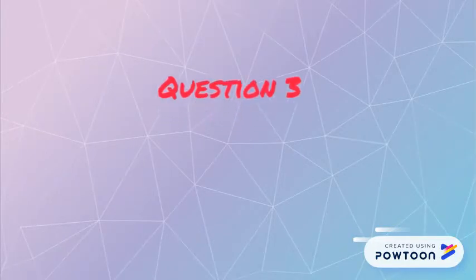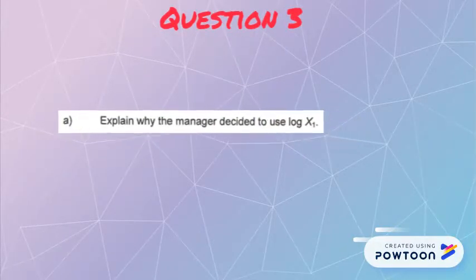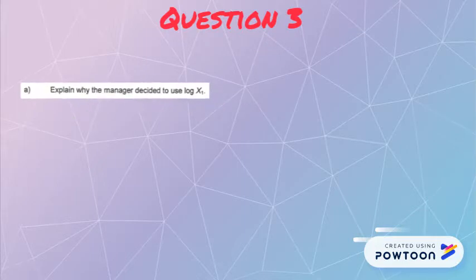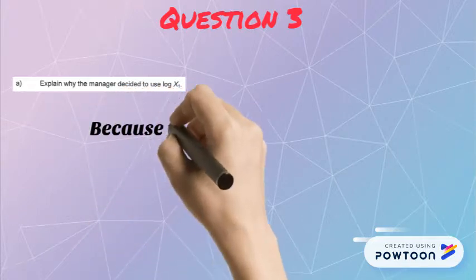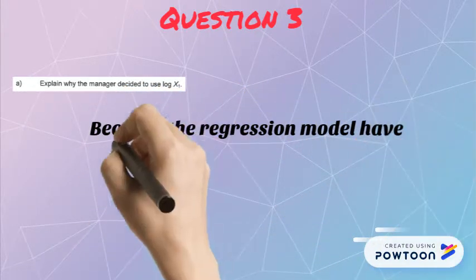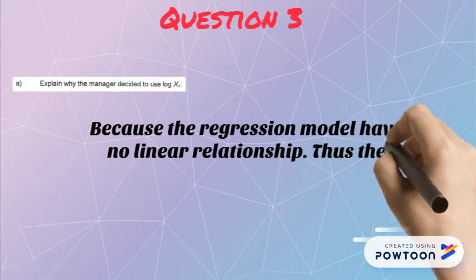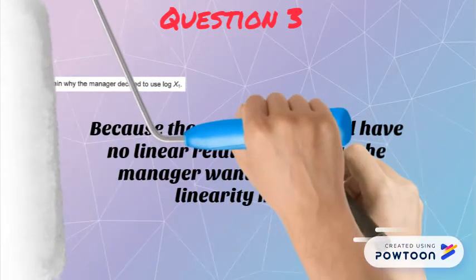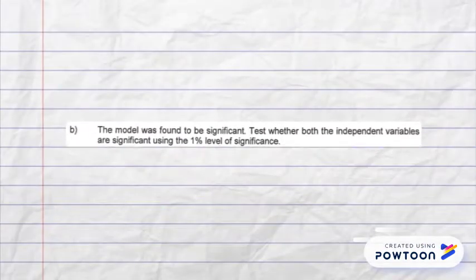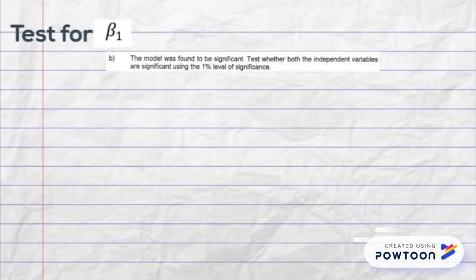Question 3A asks us to explain why the manager decided to use log x1. So, the answer is because the regression model has no linear relationship. Thus, the manager wants to include the linearity model. Question 3B, the question wants us to test the independent variable.